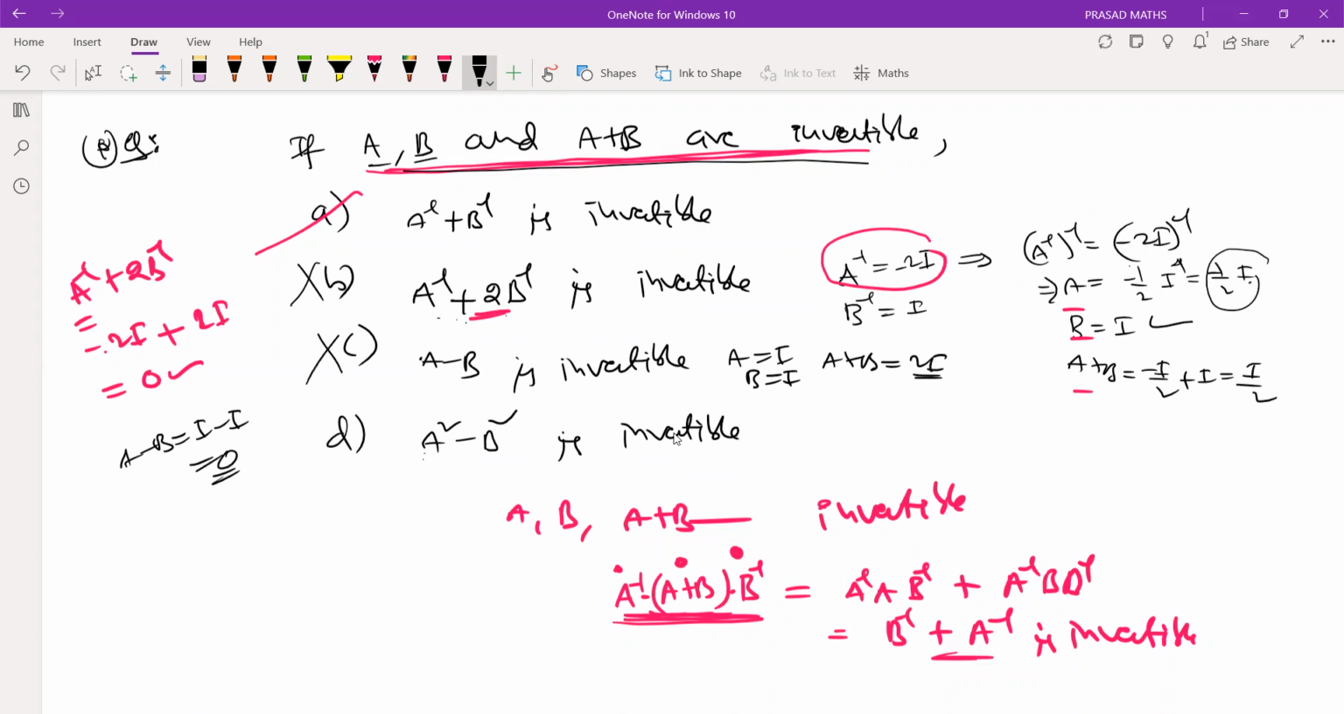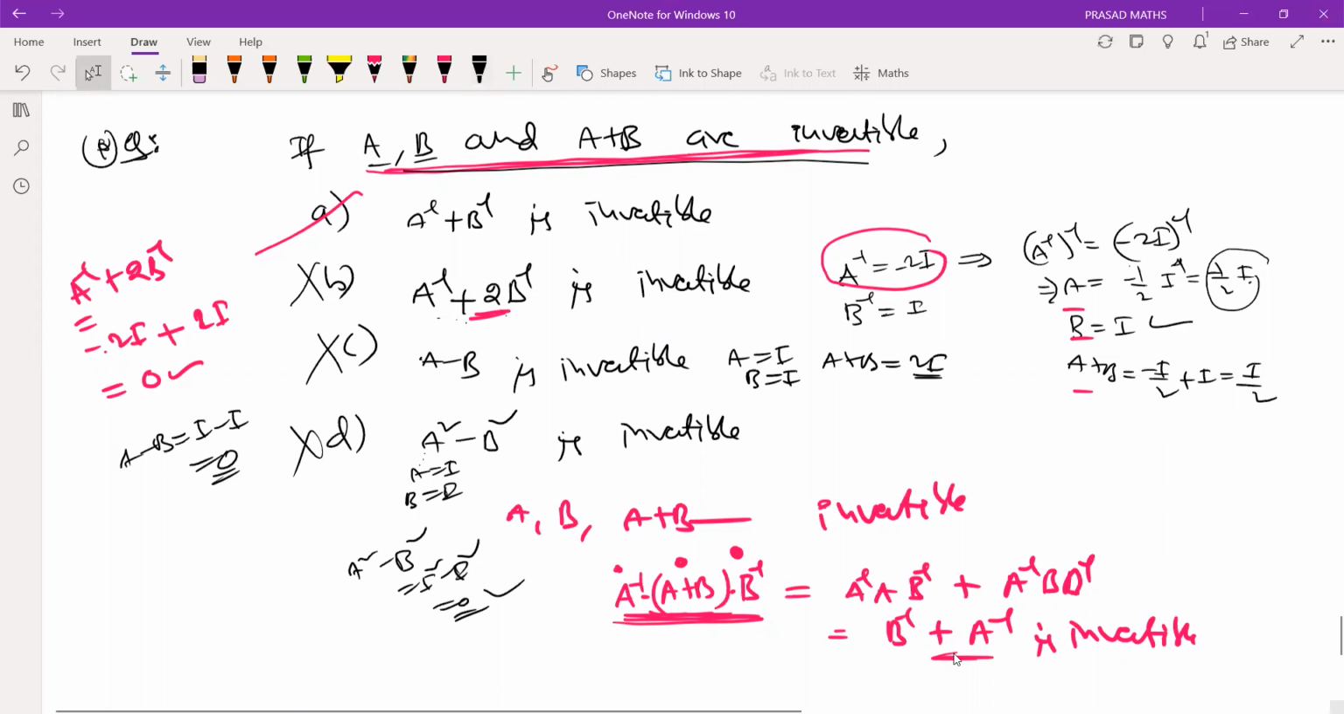Similarly, same idea. You take A equal to I, B equal to I. A plus B is invertible. What about A square minus B square? I square minus I square, 0. Therefore, this is a singular matrix. It's not invertible. So in general, what are the options? Only option A. This question was asked in CSIR.